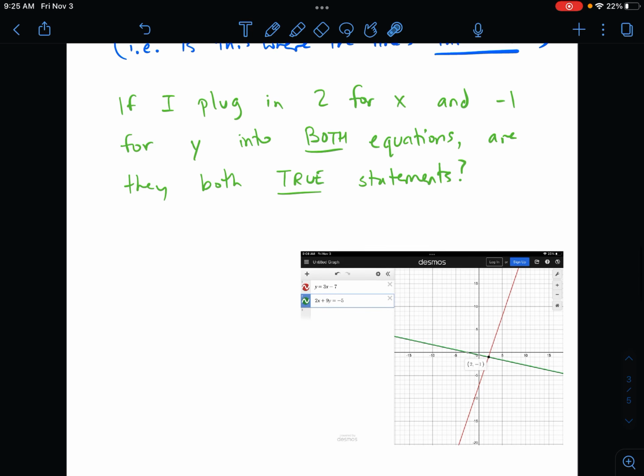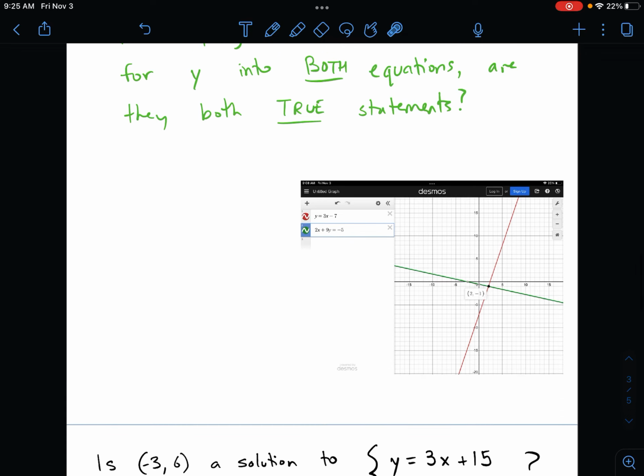We could go down to the green statement, and it's the same exact thing as the first thing we did, but we're just saying that if I plug in a 2 for x and a -1 for y for both equations, are they both going to be true statements? And so if you look at the graph that I did on Desmos, you can see that if I graph both of these equations, (2, -1) is exactly where these lines intersect. And so because that's the intersection point of both of these lines, we know that it is, in fact, a solution.